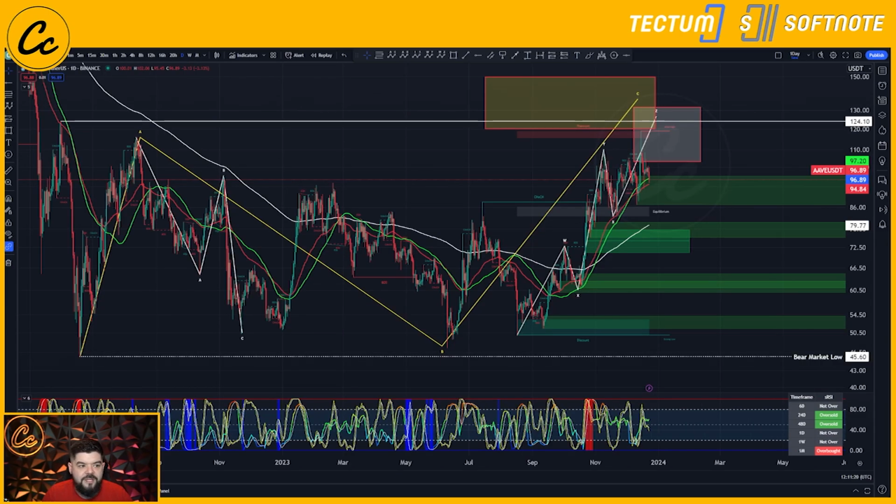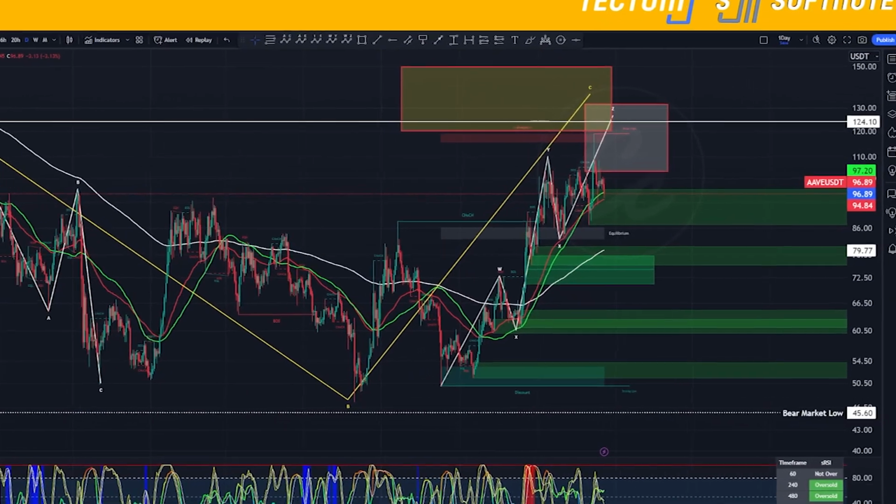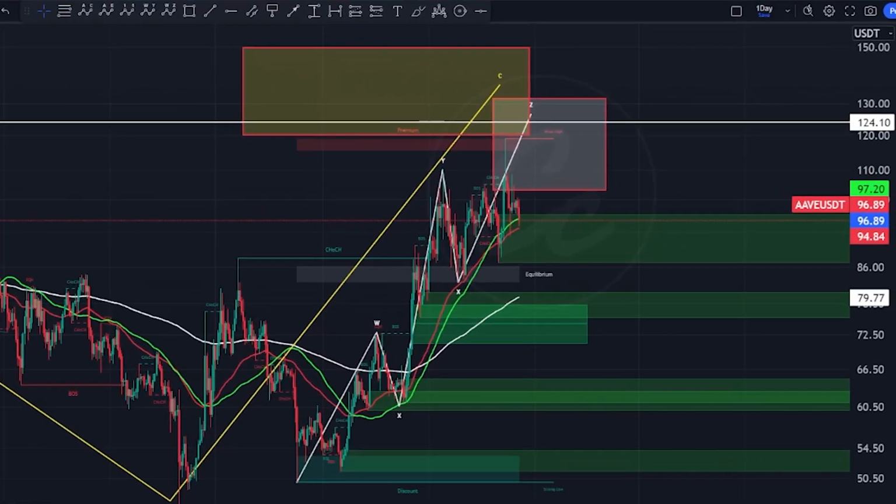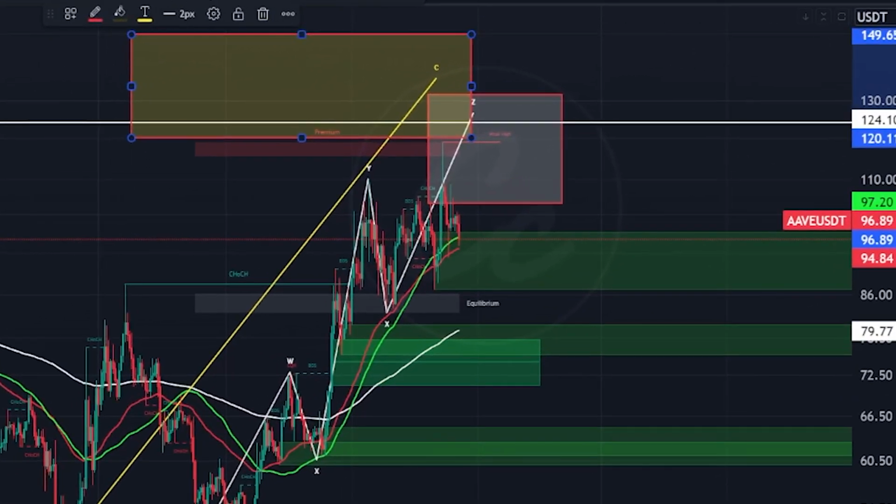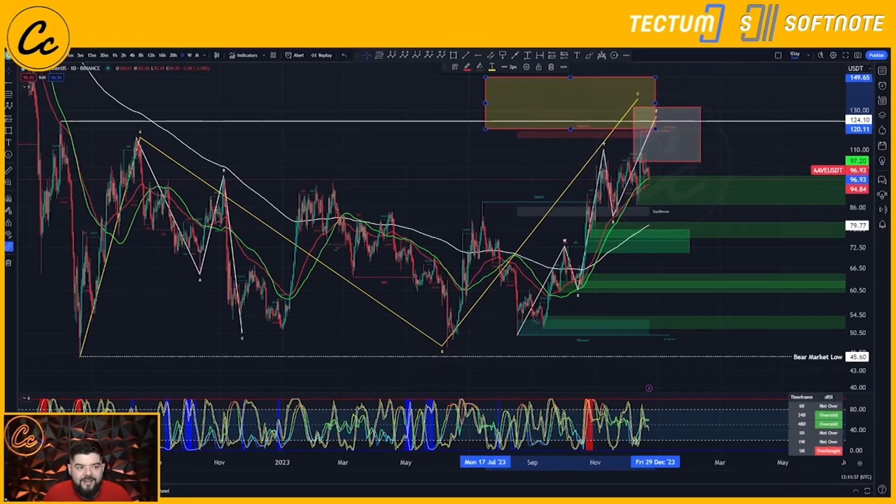When we come down to the daily time frame, we can see moving up in that yellow C wave pattern, we were targeting the move here to around $120, a higher level of $149, where once again we can see that area of resistance that we're looking to push through here on that daily time frame.